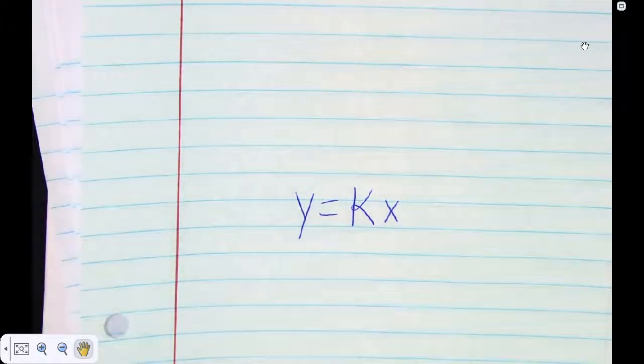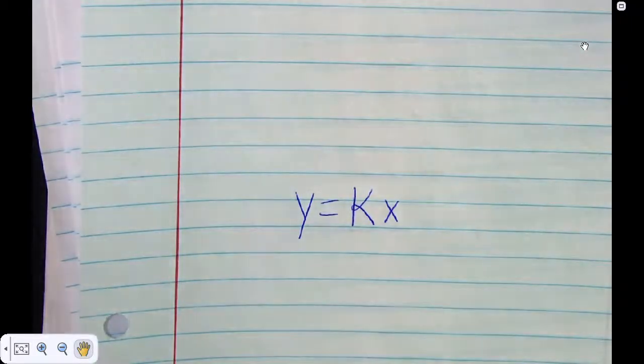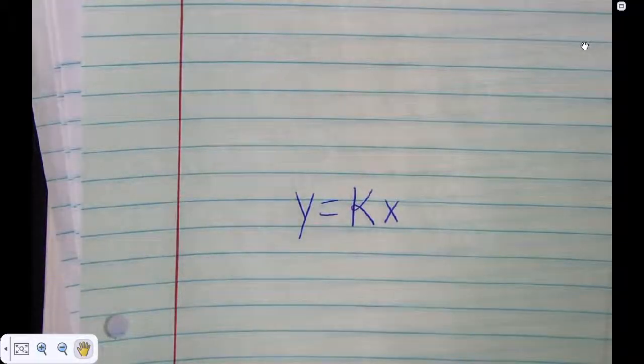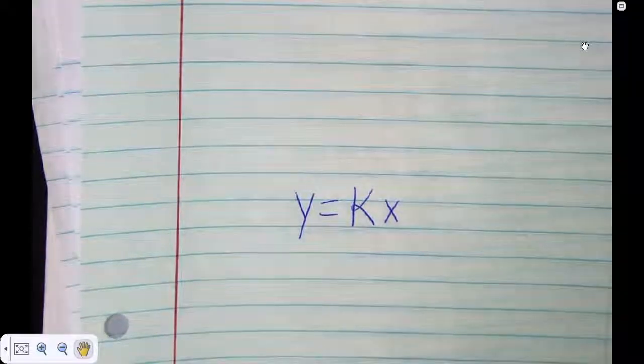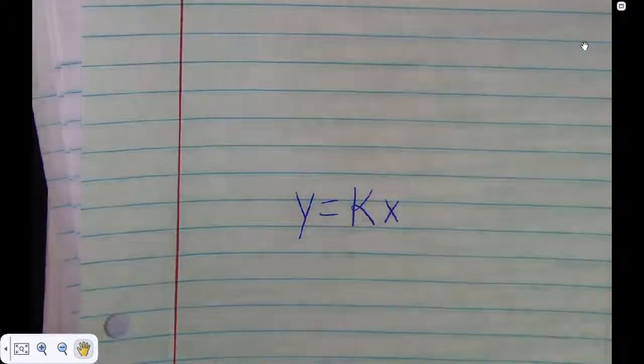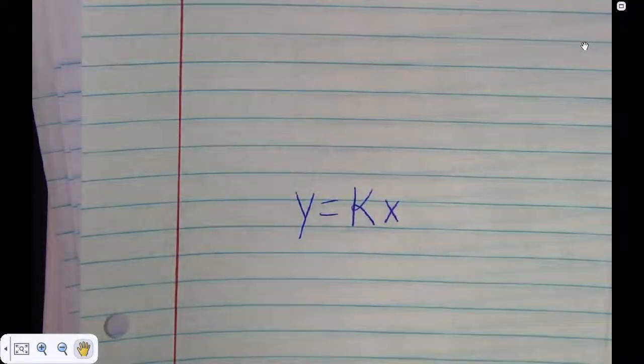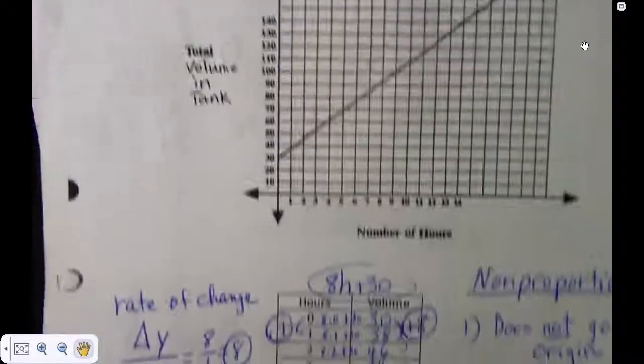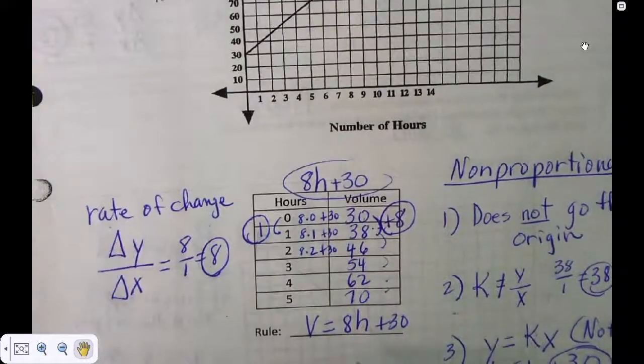Well, sometimes the relationship is not proportional. Do you remember on that 4-1 where we had the gallons in the tank and it wasn't proportional? And do you remember that the equation was y equals, no, it was plus 30, something plus 30. Who remembers? Oh, I've got it right here. This one right here. Remember, it was V equals 8H plus 30.